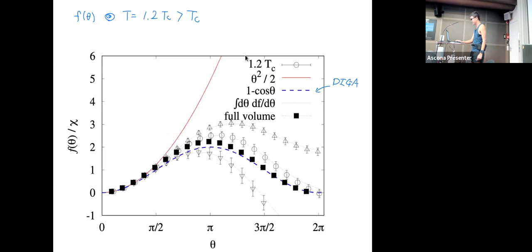And this is one of the results. So here is the regime above the deconfinement transition temperature. And that's the point where the discrete instanton approximation becomes viable.